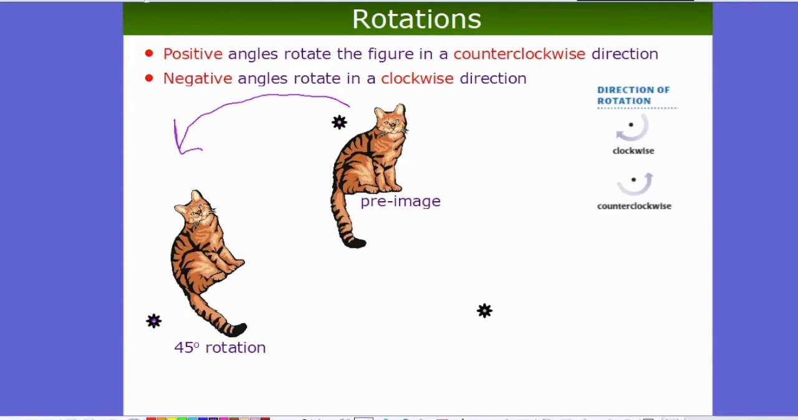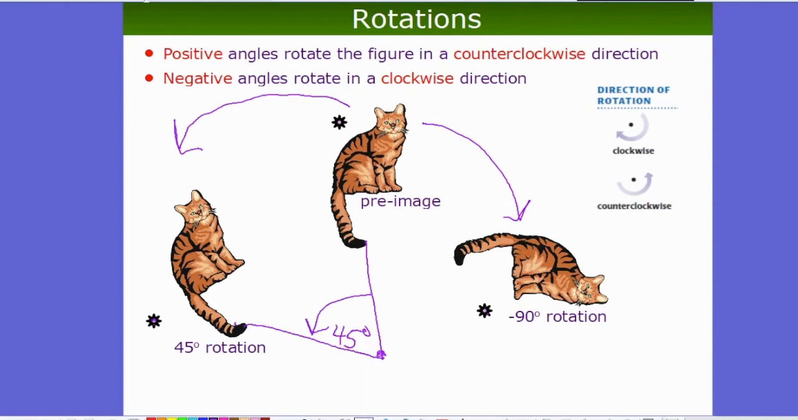And all that means is that if you have a point of rotation here, and let's say I'm looking at the tip of the tail, it means that tip of tail to tip of tail will be a positive 45 degrees. And positive, again, is this direction. Well, what if I wanted to rotate this in a negative direction? This is the negative direction. And there is my image being rotated a negative 90.